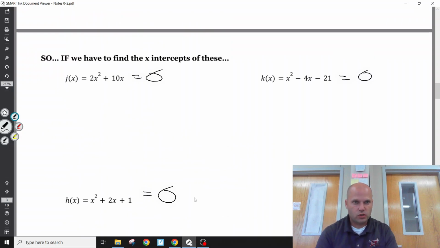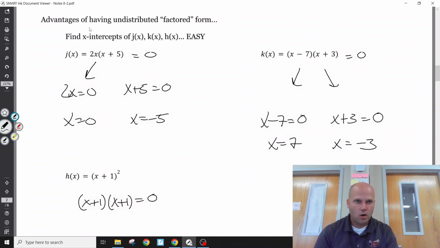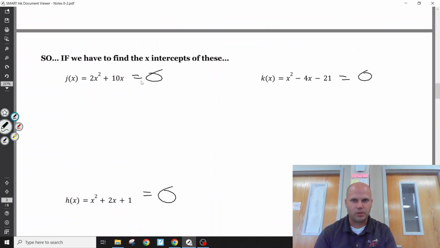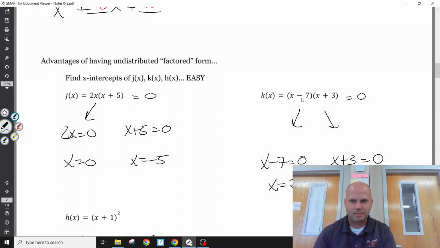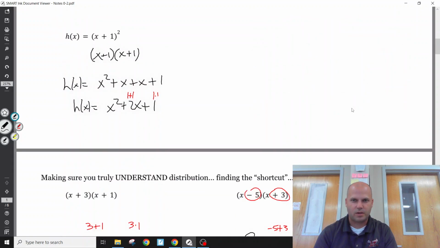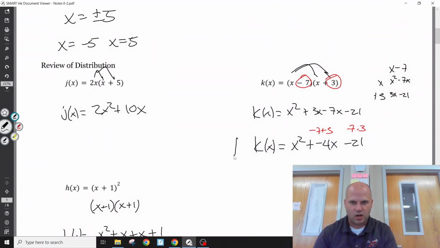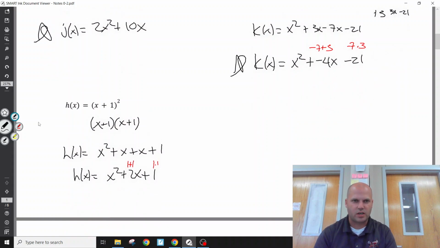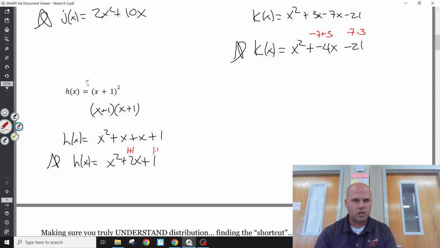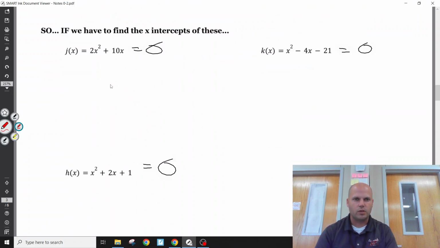So, if we want to find when these equations equal 0, we are going to turn them into their factored form. Turns out J is 2x squared plus 10x. Turns out K is x minus 7 times x plus 3. Well, x minus 7 times x plus 3 is x squared minus 4x minus 21. If I have this equation and I want to solve, I'm going to undo distribution, turn it into this, so that we can solve.